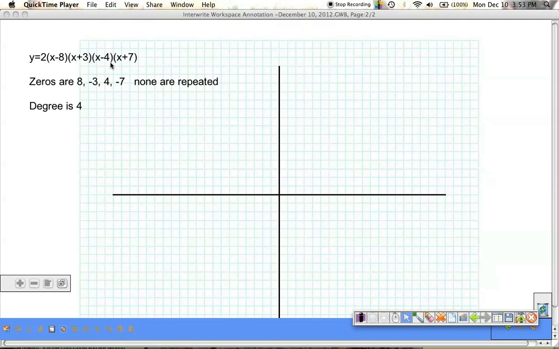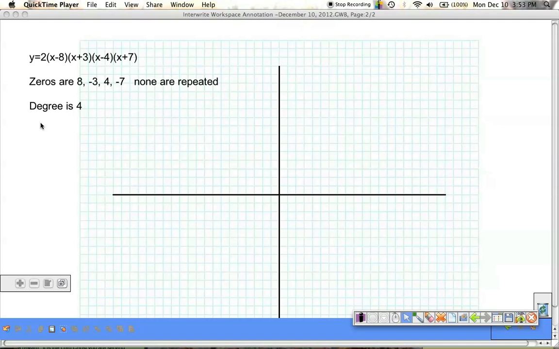The first thing I notice is that the degree of this is 4, because if I were to multiply all these parentheses together, I get x to the 4th. Now the other way to look at that is if it's in factored form, you just add the exponents on each of the parentheses of the factors, and there's 4 ones, so it's 1 plus 1 plus 1 plus 1 is 4. This is degree 4.